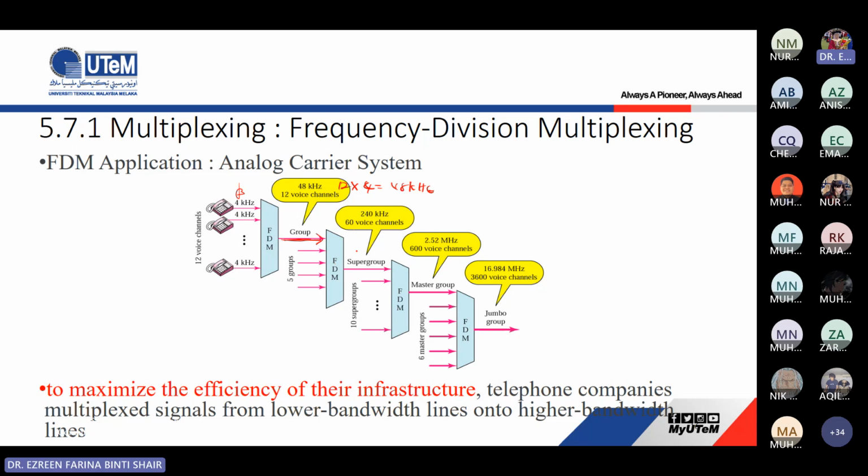Okay, and then you have multiple multiplexers over here. This is just to show you the application for the analog carrier system. So you multiplex once, then you have a group here, and then you have another 5 groups, and then you multiplex again. So this will become the super group, and then the super group adds with another 10 super groups, then you become a master group. Multiplex with another 6 master groups, you will get the jumbo group. Okay, so this is the example of the process of frequency division multiplexing in an analog carrier system.